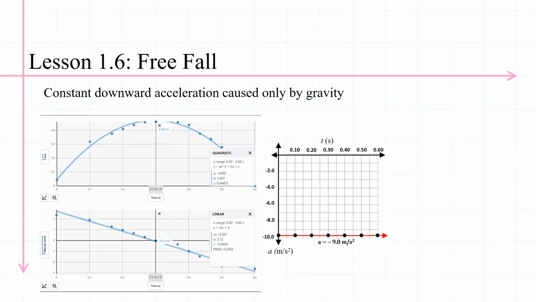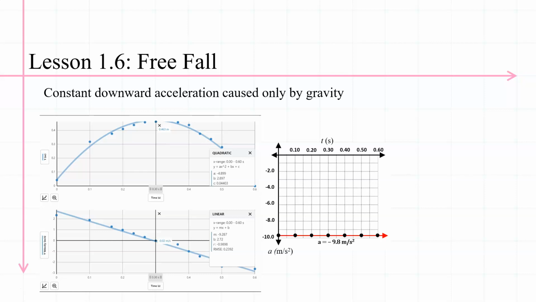Here I have some idealized free fall graphs. Notice that there's no aberrations in this graph because I've taken the equations from the two graphs on the left that were yielded by video analysis, and I've idealized them to take the aberrations out so we can see what an ideal graph would look like. Here's my acceleration time graph.